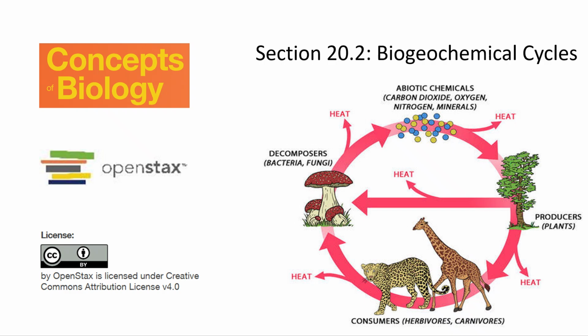Welcome to section 20.2 Biogeochemical Cycles. In this section, we'll explore biogeochemical cycles, the natural pathways that move essential elements like water, carbon, nitrogen, phosphorus, and sulfur through living organisms and the physical environment. These cycles link biology, geology, and chemistry, and they're critical for keeping ecosystems functioning.